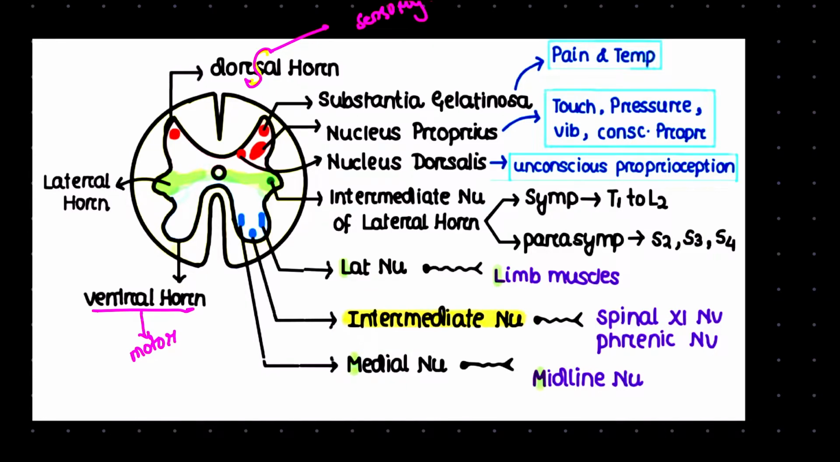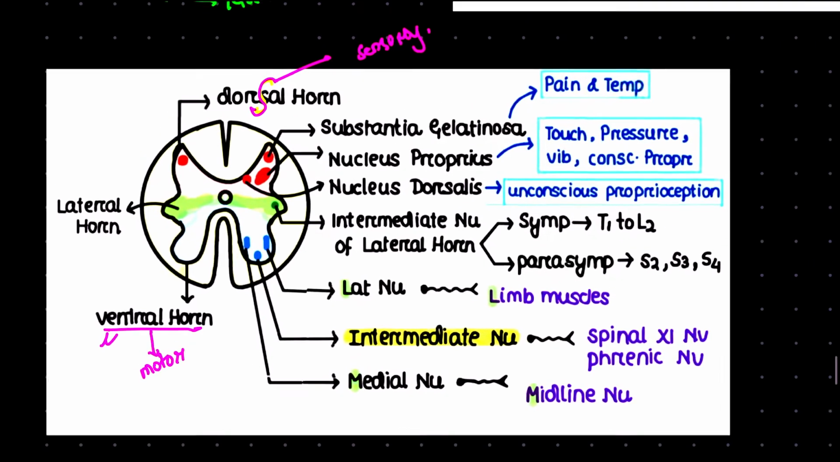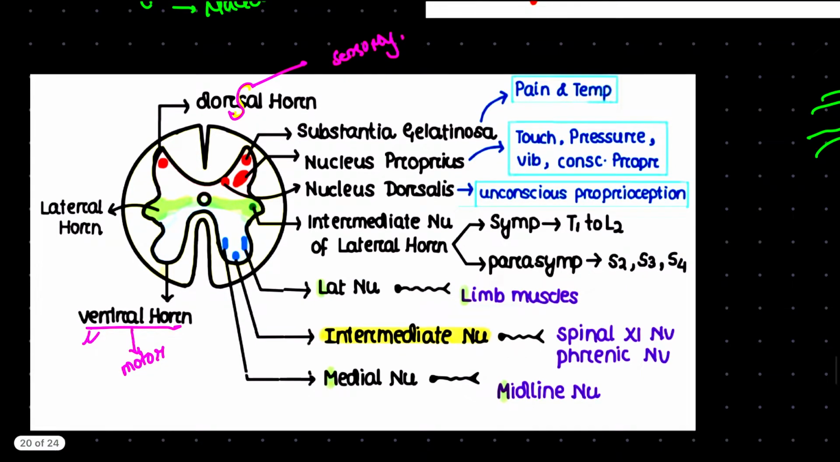Okay, motor in nature. That means whatever nuclei are present within this ventral horn, what will they do? They will be giving motor nerves, and they will go and carry sensation from our higher centers to receptors. Okay, the ventral horn, these are motor in nature. The nuclei present in this ventral region are motor in nature.